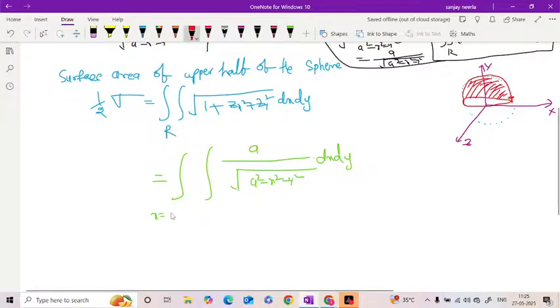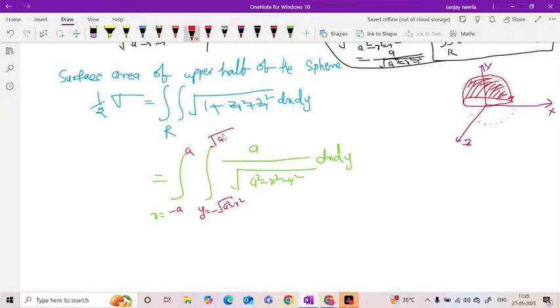X limits minus a to plus a. And what are the y limits here? Y limits here minus under root of a square minus x square and under root of a square minus x square. So these are the y limits.